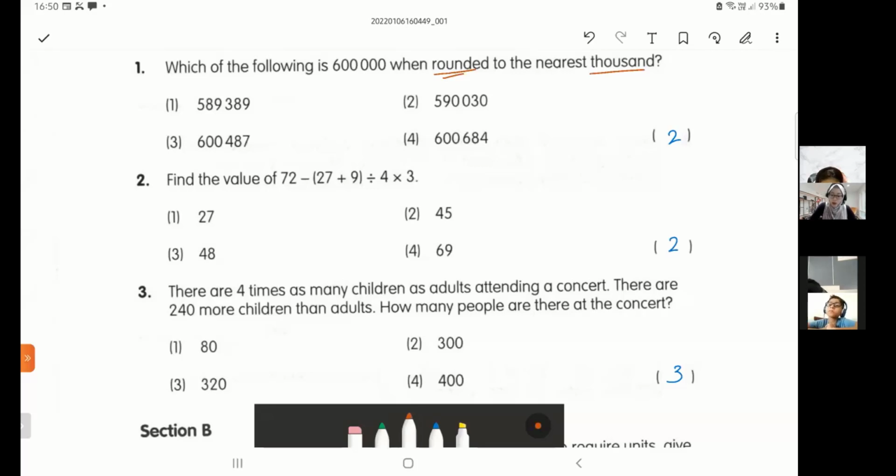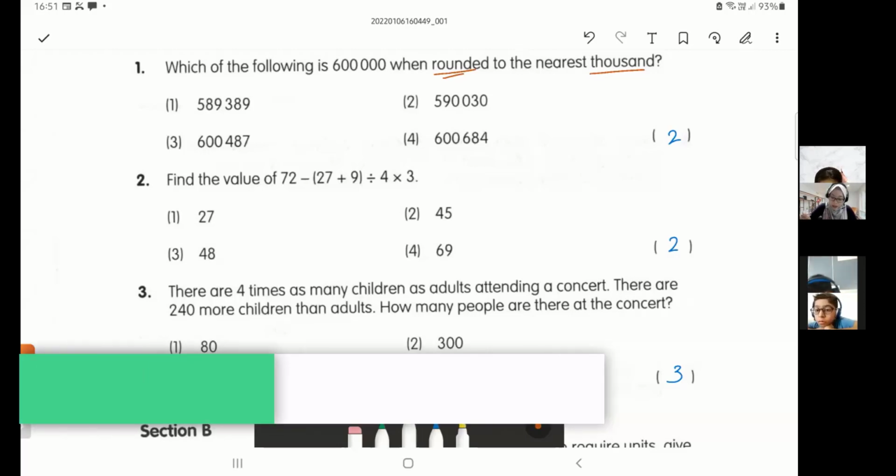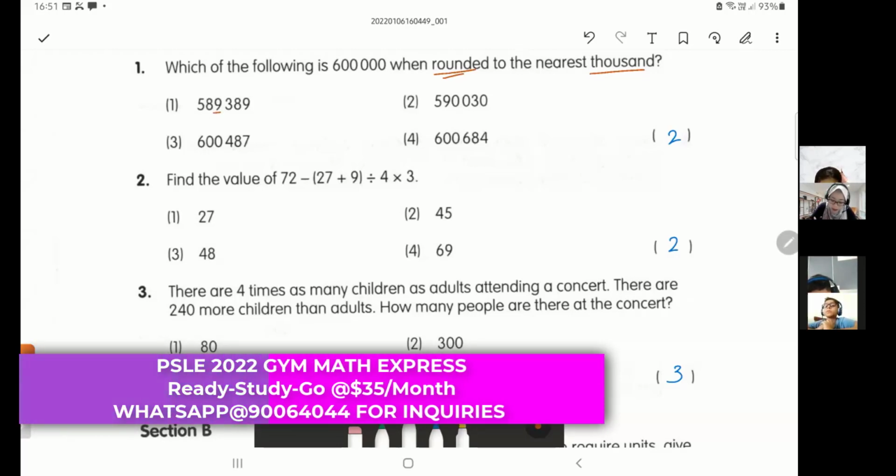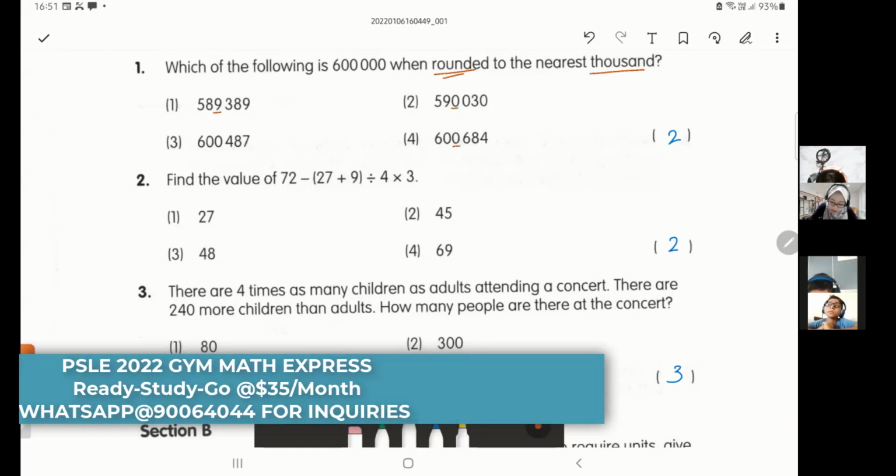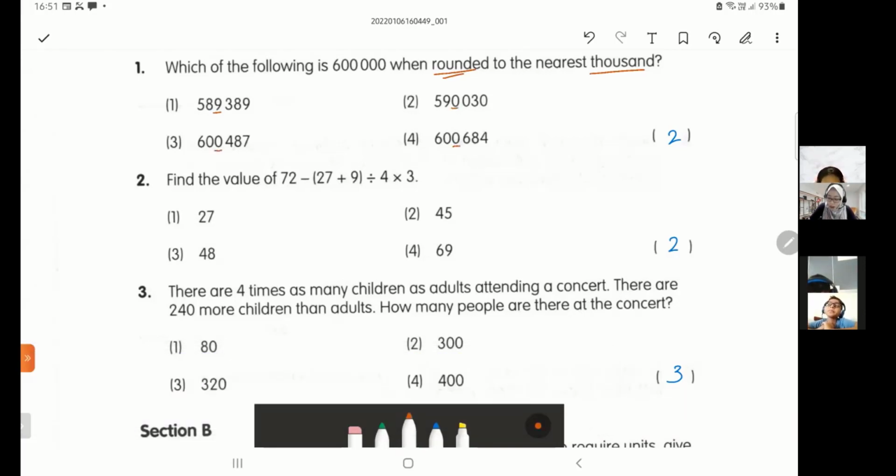To do that, let's identify the place value of thousands for all these different numbers. So this is the 1,000, this is the 1,000, this is the 1,000, and this is the 1,000, right? Once I do that, I will draw an arrow pointing to the number on the right, like that. There's a reason why I do this. 1,000 means 3 zeros, 1, 2, 3. I put it there to remind you that all the answers will have 3 zeros at the end.